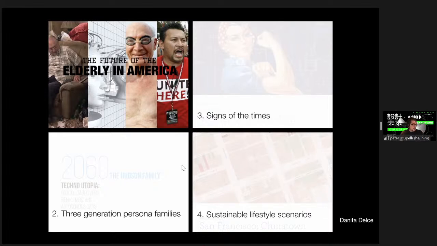And the second project was around three-generation persona families. So students focused on generational differences and intergenerational dynamics in year 2050.